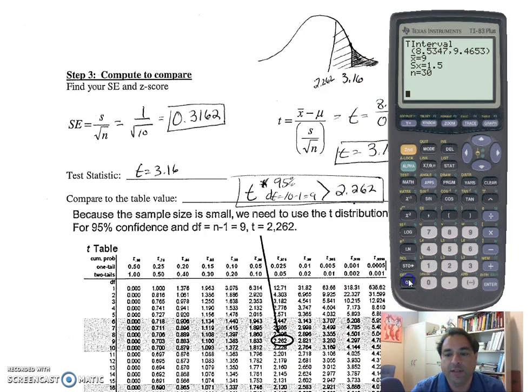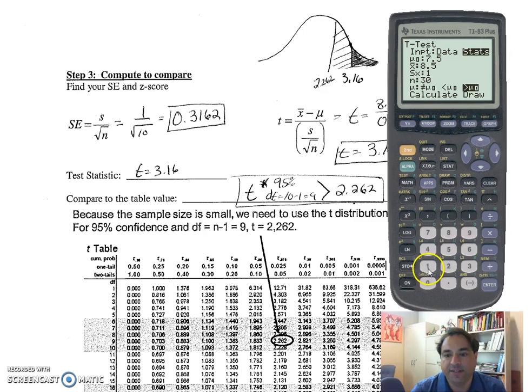So we go to the calculator, we go to stat, over to test. This time we're doing a t-test. Still stats because we don't have the data. Mu is 7.5. X bar is 8.5. Standard deviation is 1. Sample size is 10. And we're looking for greater than. If we go to draw, it will give us a picture.